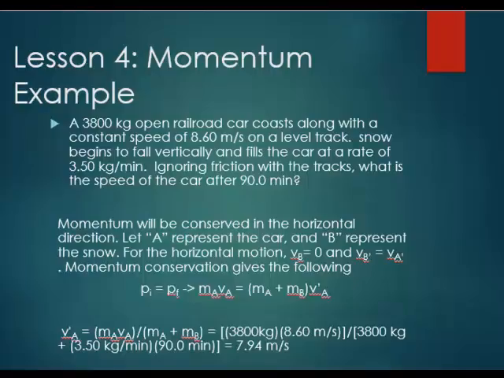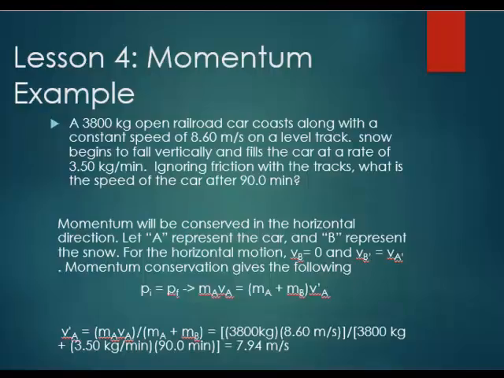Let A represent the car and B represent the snow. For horizontal motion, VB for the snow equals 0 and VB prime equals VA prime, because once the snow is in the car, it's moving with the velocity of the car. Momentum conservation gives the following. The initial momentum has to equal the final, or MA VA, the mass of the car times the velocity of the car, equals the sum of the mass of the car and the snow times the velocity of both of them. That's important because since the car is filling up with the snow, it's almost as if you're adding mass and then the velocity is changing also.